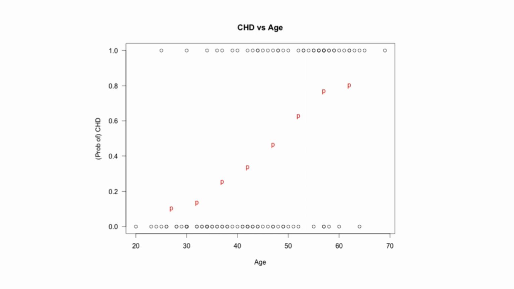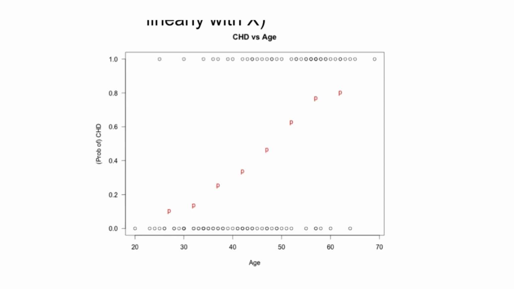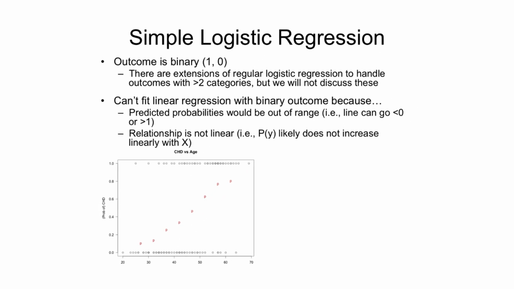As you can see, there's more of an S-shaped curve to the probabilities. Every unit increase in X doesn't have the same increase in the probability of the outcome. So there isn't a consistent slope like we had with linear regression. There's a non-linear S-shaped relationship between age and the probability of CHD. So fitting a line isn't appropriate because it wouldn't accurately represent the relationship between X and Y.